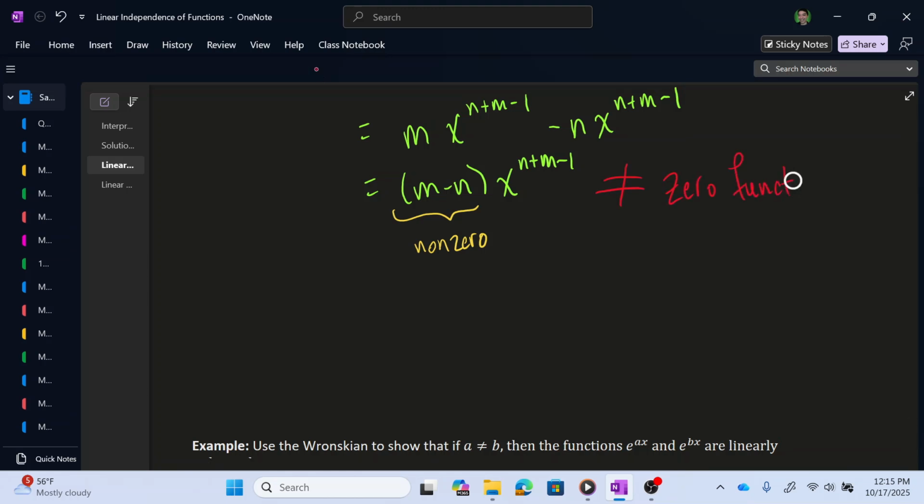This is not equal to 0 at all values of x, and therefore, the Wronskian proves that x to the power n and x to the power m are independent in this case, where the two exponents are different.